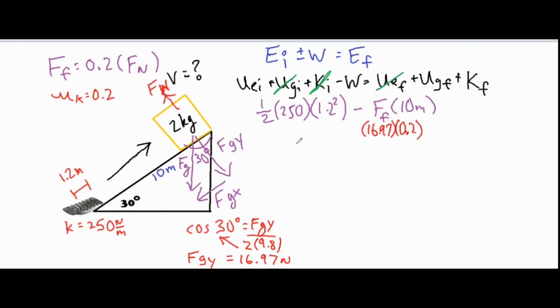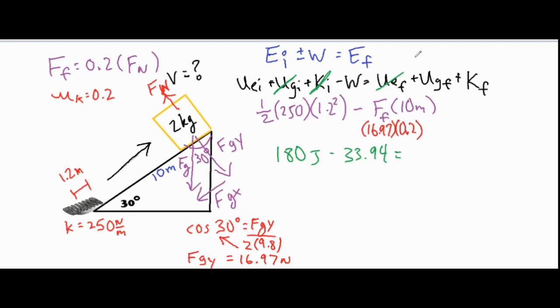So let me go ahead and condense this a little bit. 1/2 times 250 times 1.2 squared is going to be 180 joules minus the work done by friction. So 16.97 times 0.2 times 10, which is 33.94 joules. Okay, now that's just the left side so far. That's all of our initial energy minus the work done by friction. And that equals these two on this side, our UGF plus our KF.